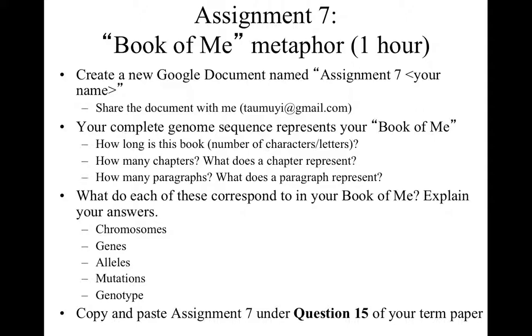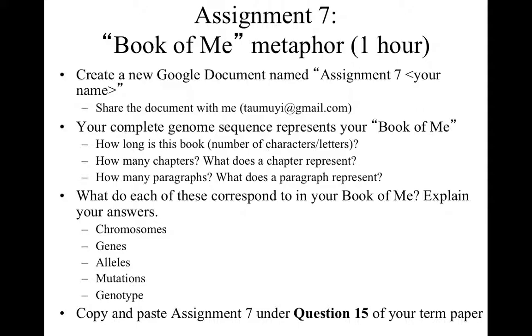For the second half of the assignment, I want you to think about the definitions we went over in video lecture 1 and what they correspond to in the book of me. What represents chromosomes in the book of me? What represents genes in the book of me? What represents alleles in the book of me? What represents mutations in the book of me? What represents a genotype in the book of me?